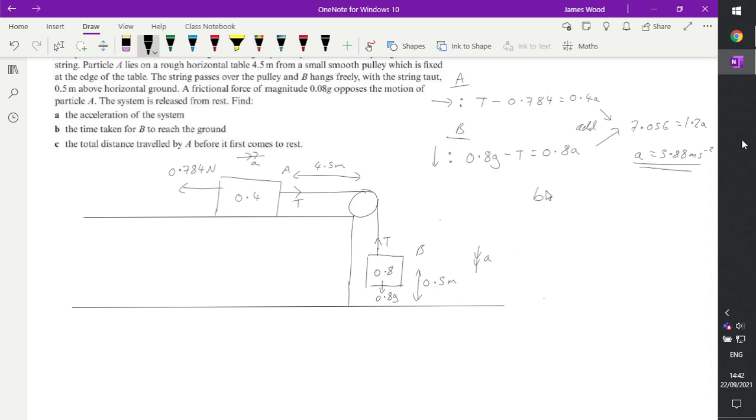Part B. I could find T as well if I wanted to, but it doesn't actually ask for that. I could find T by putting this back into either equation if I wanted to. Part B, the time taken for B to reach the ground. Well, it's got to move 0.5 meters. It said it was released from rest, so u is 0. The acceleration we just worked out was 5.88, and we want to work out the time.